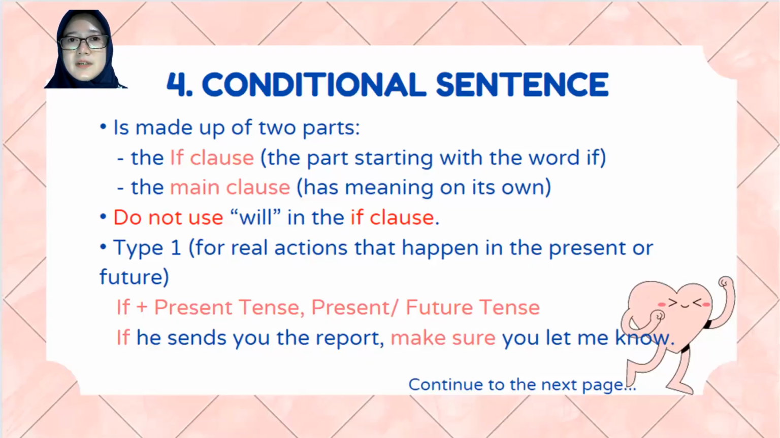Okay, now look at type one. This is for real actions that happen in the present or future. So it means this will probably happen in the future or at present. Okay, look at the pattern here. Because it is possible, we can use present tense. Okay, if he sends you the report, it's very possible that he sends the report in the future. Okay, make sure you let me know. This one also uses present tense because this is very possible.